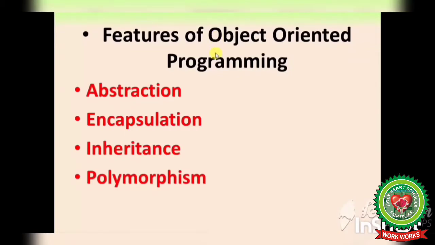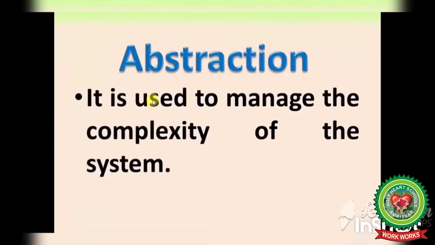You can also say that these are the principles of object-oriented programming. Here we have 4 features: abstraction, encapsulation, inheritance, and polymorphism. Students, do you know what abstraction is? It is used to manage the complexity of the system. It means it provides only the essential features of the system to the user and hides all the complex processes. It is a very important feature of object-oriented programming.